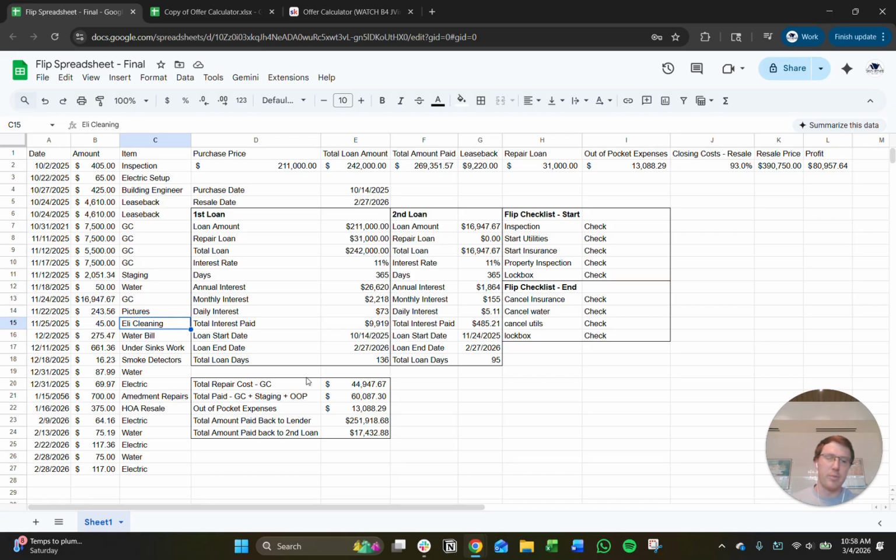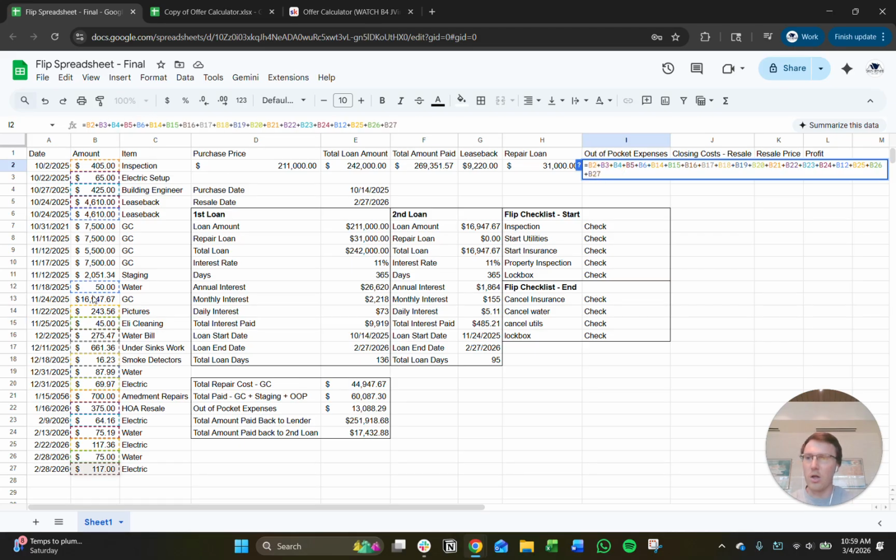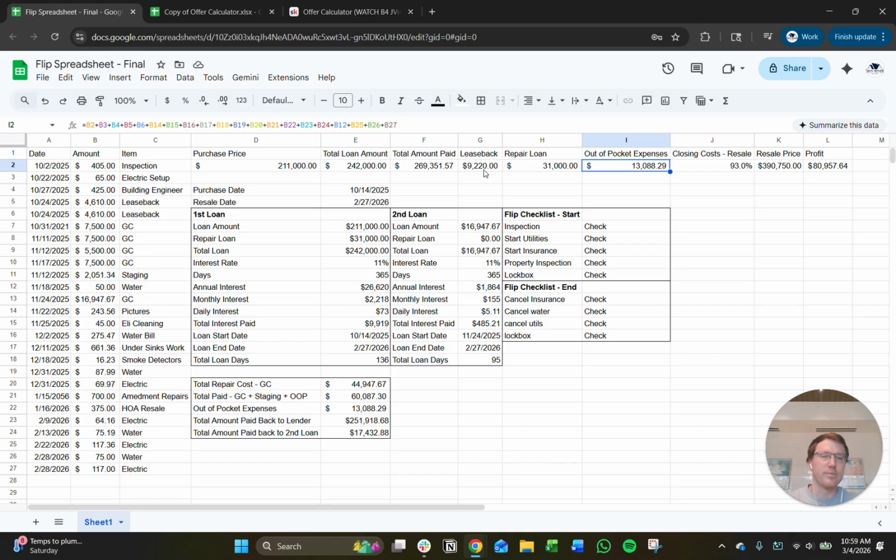So typically on a flip, we are going to be a little bit out of pocket. We never fund the deal ourselves. We always use private money. Same with repairs. If we have to go over, we'll get a second loan. And so out-of-pocket expenses are all of these things. So in reality, it's really this number minus the leaseback. So we're close to $4,000 out of pocket for just miscellaneous items. So utilities, gas, electric, small fixes, pictures, inspection, things like that. Obviously, you can get reimbursed for that from a private money lender if you want, but we don't really care too much.